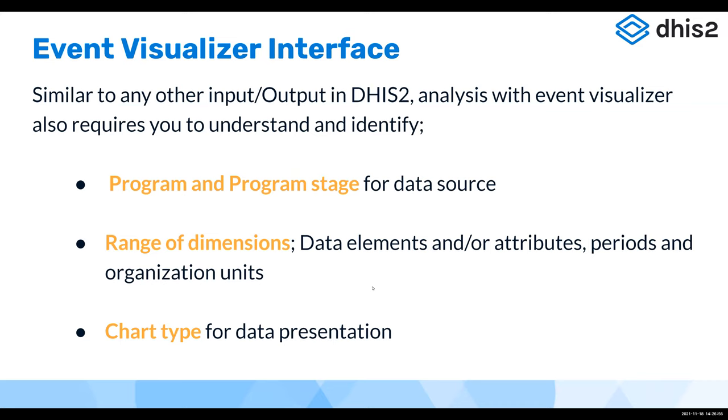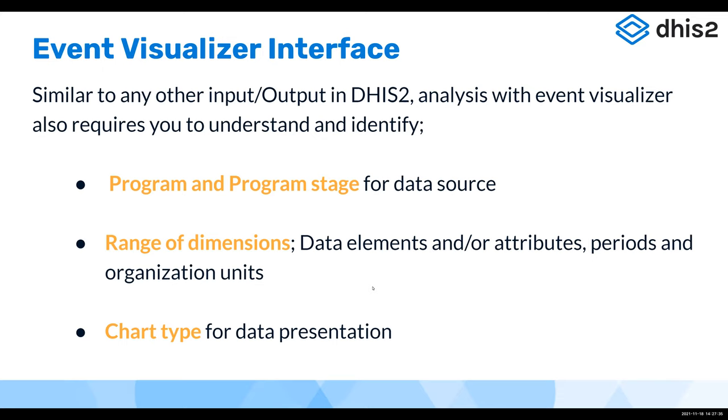Okay. So looking at the event visualizer interface, it has quite similar features to the event report. But of course, as I said, in the event visualizer we won't have the possibility of combining anonymous data. But we shall have the possibility to explore programs and program stage data, playing around with the dimensions, namely data elements, attributes, period, and organization units, and also be able to choose chart types depending on the data I want to present.